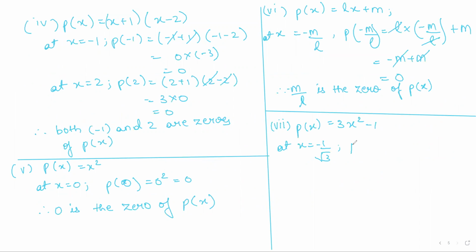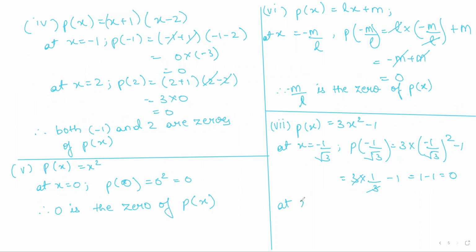So at minus 1 by root 3, P of minus 1 upon root 3 is equals to 3 into minus 1 upon root 3 whole square minus 1. This is 3 into 1 upon 3 minus 1, which is 1 minus 1, which is 0.